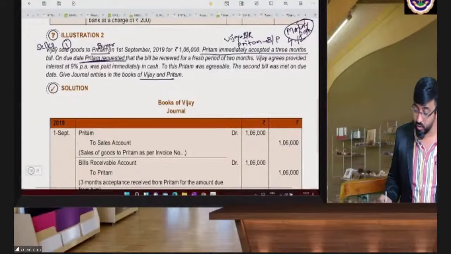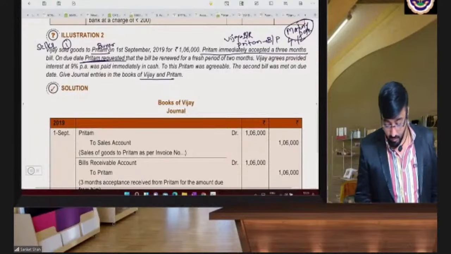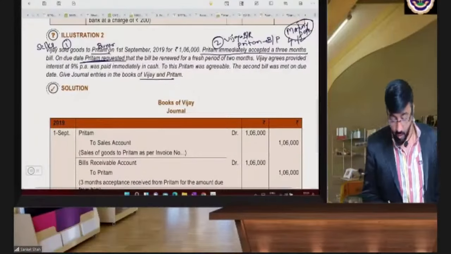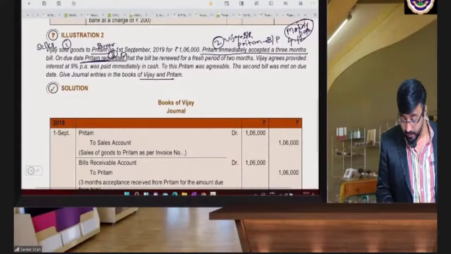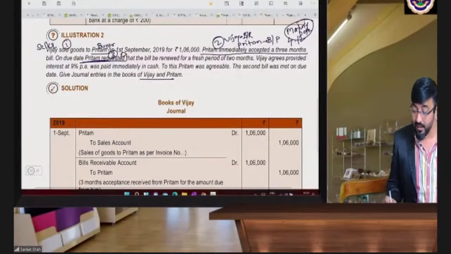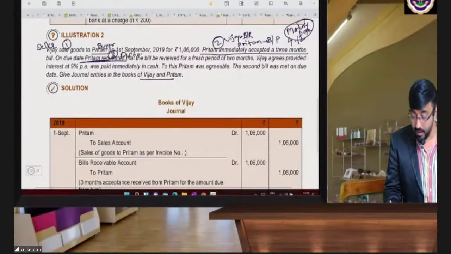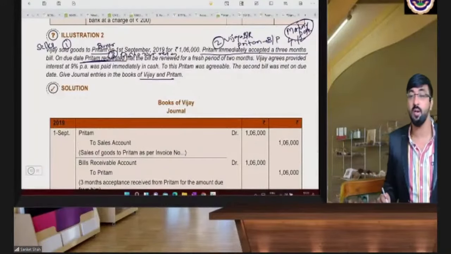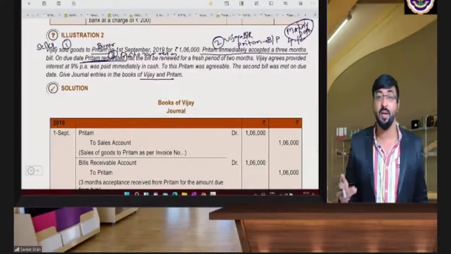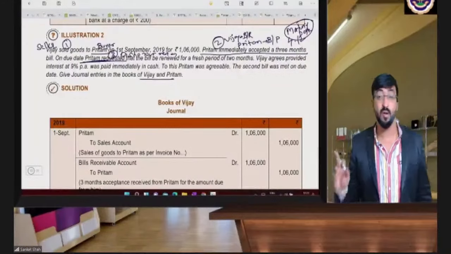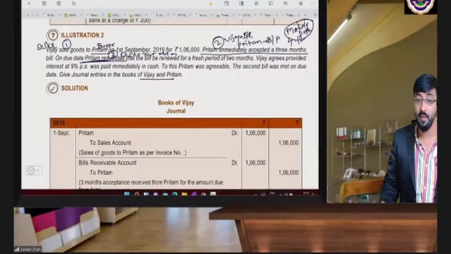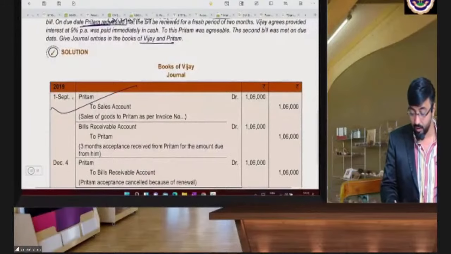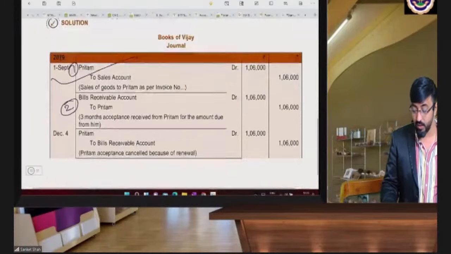But what happens on the due date? On the due date, this is the second entry: the dishonor entry. This is dishonor of a retained bill. Sir, this is situation 1 where we dishonor. So what is the dishonor entry? Drawee account debit to bills receivable. You can check here: Pritam account debit to sales is the first entry, bills receivable account debit to Pritam.